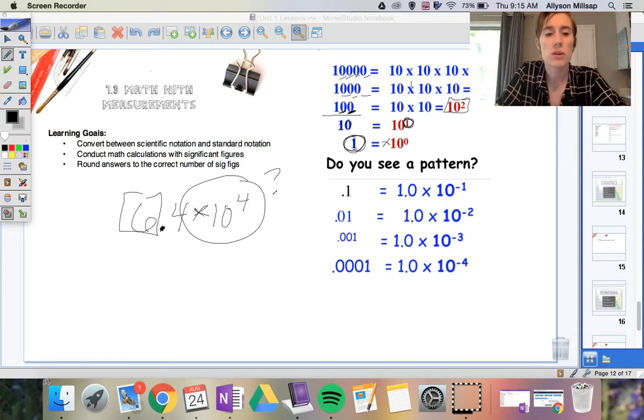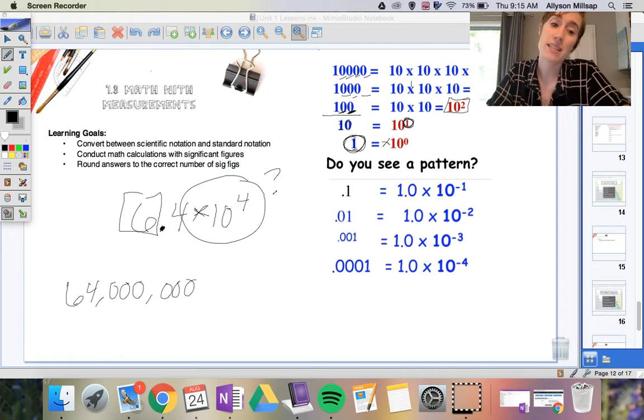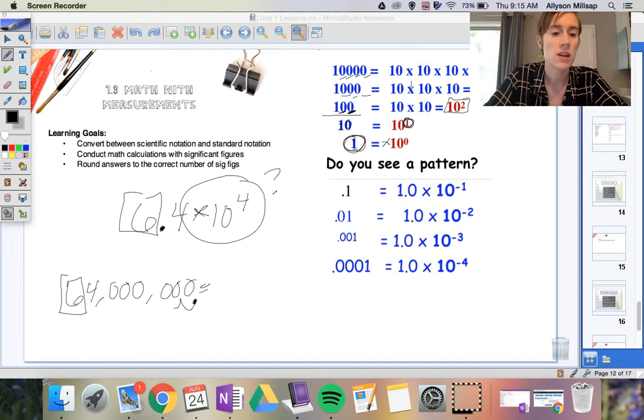So why do we use this? Well, if I have a number like this, 64,000,000, that's a big number, and it would just be annoying to write the whole number. So instead of writing the whole number, I take my decimal, which is right here, and I move it all the way till there's only one number to the left of it. So I move it 1, 2, 3, 4, 5, 6, 7 places. Put the dot right here. So I rewrite it as 6.4, and I just moved it 7 places. So that means I'm going to put times 10, and I'm going to put a 7 here.